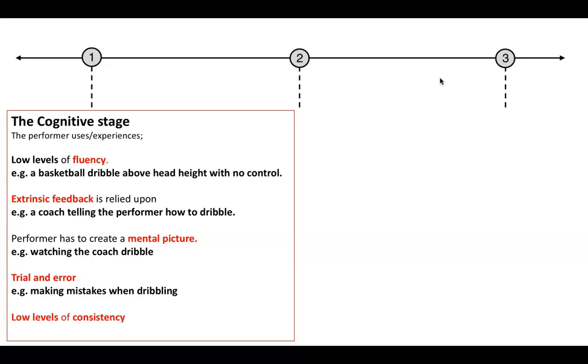And then finally, there are low levels of consistency. When we're talking about consistency, we are saying you're not able to repeat the skill confidently, constantly over a period of time. So your ability to repeat the skill is low. For example, there are more unsuccessful dribbles than successful dribbles. So that is the cognitive stage of learning. They are your characteristics. You've got the three: mental picture, trial and error, low levels of consistency, and you've got your sporting examples for each characteristic.